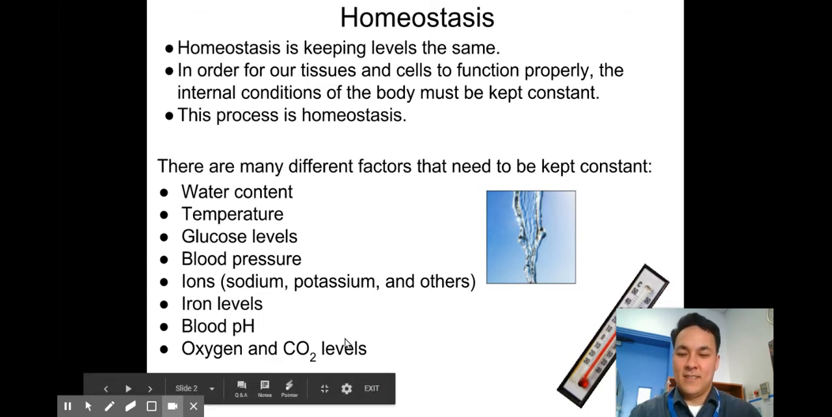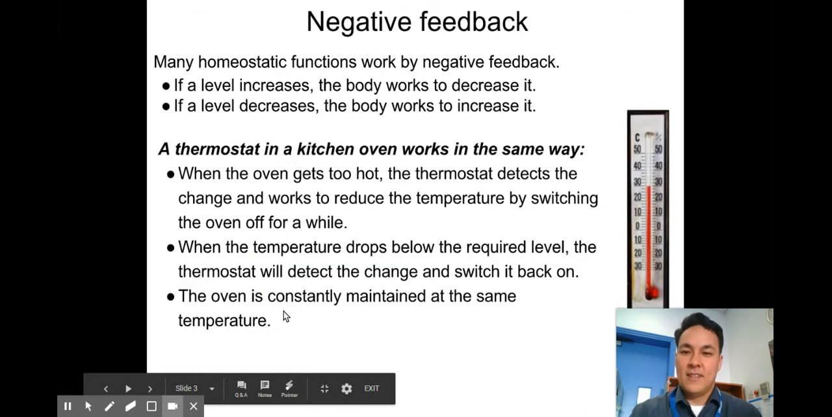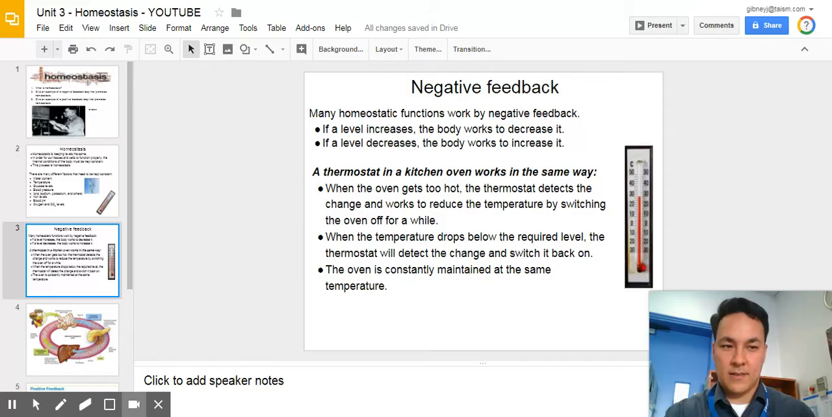All right. So negative feedback function. Hold on, let me see if I can pause this a second. Okay, we're back. Sorry, I just had to help a student.